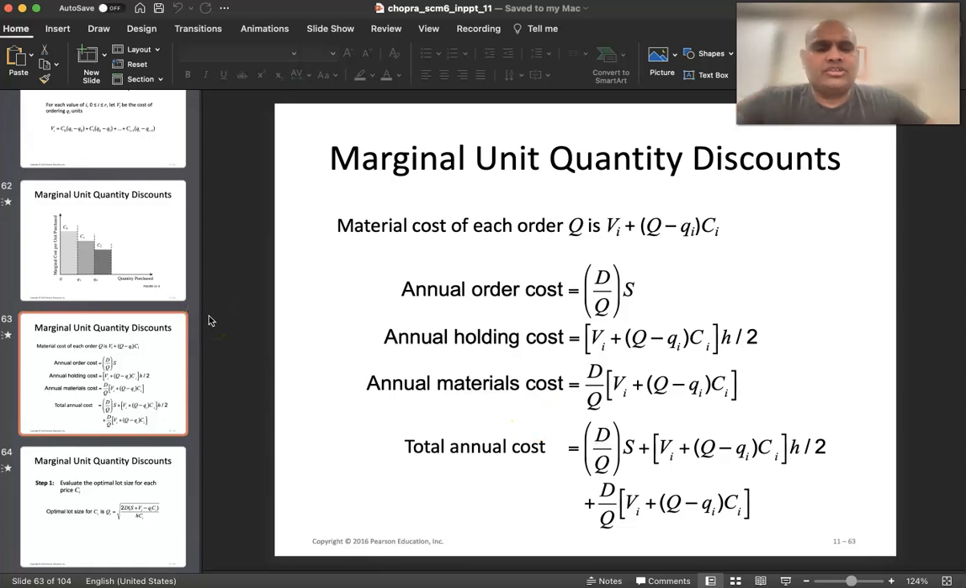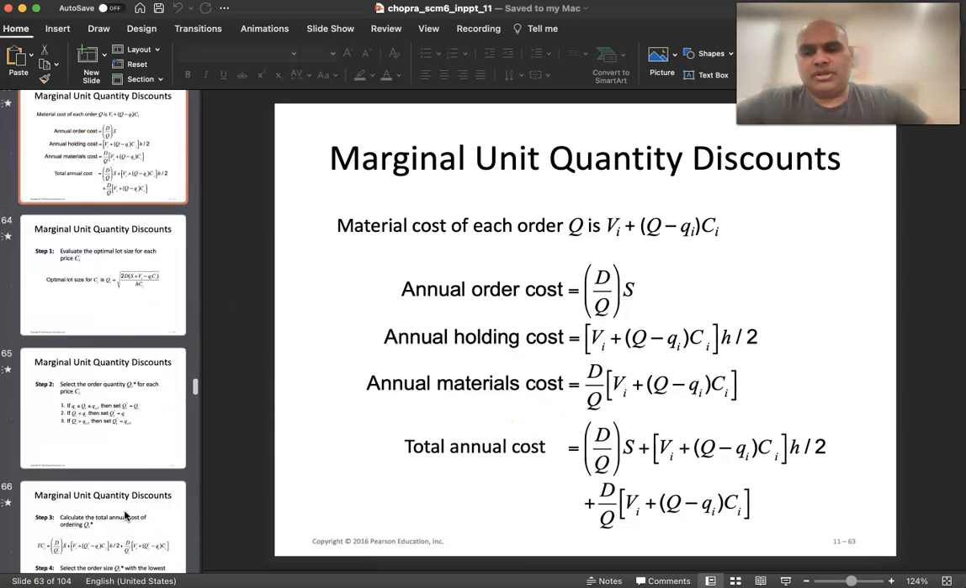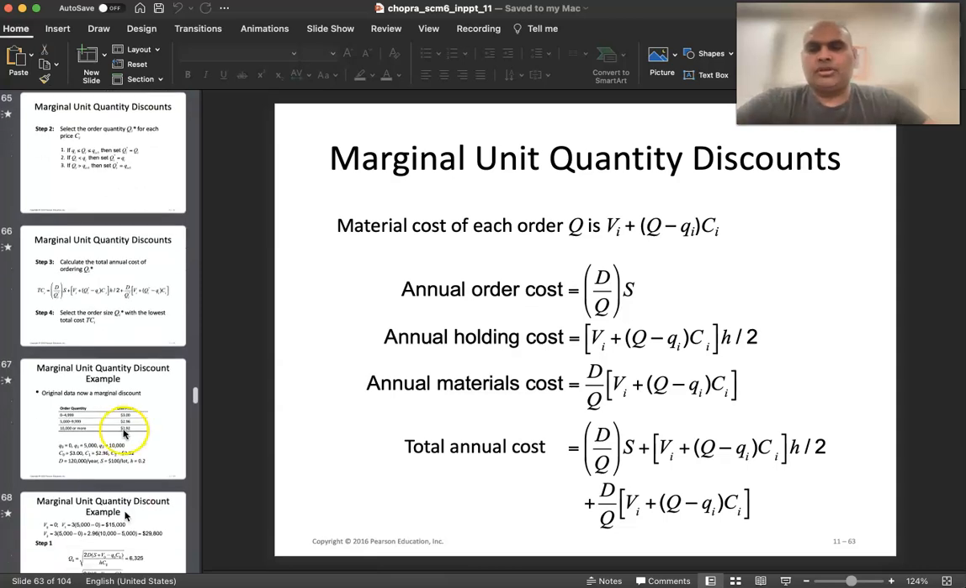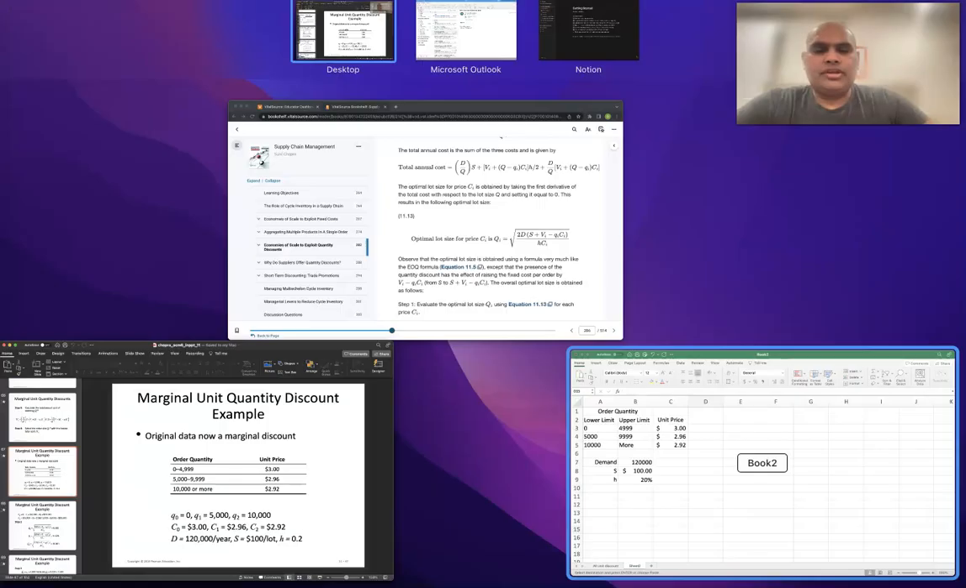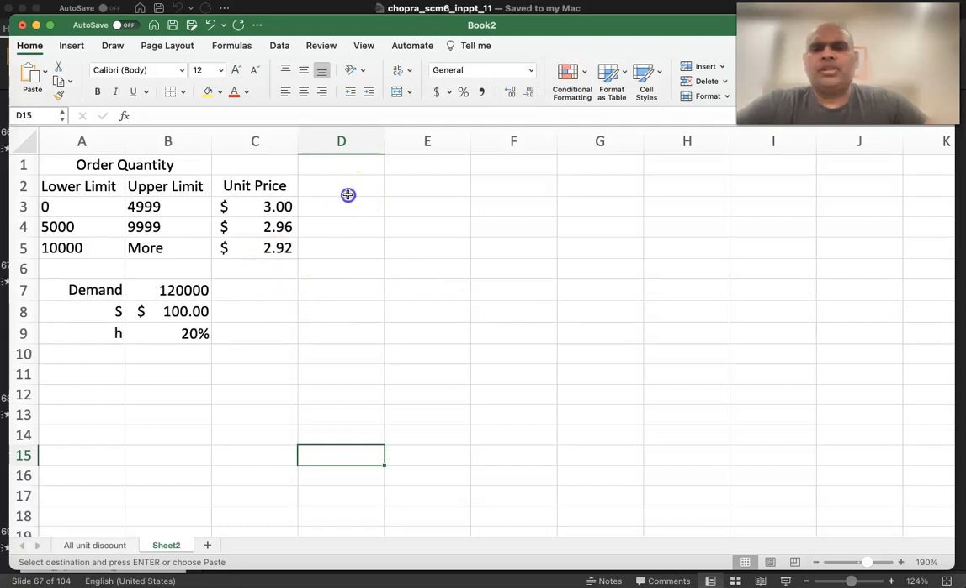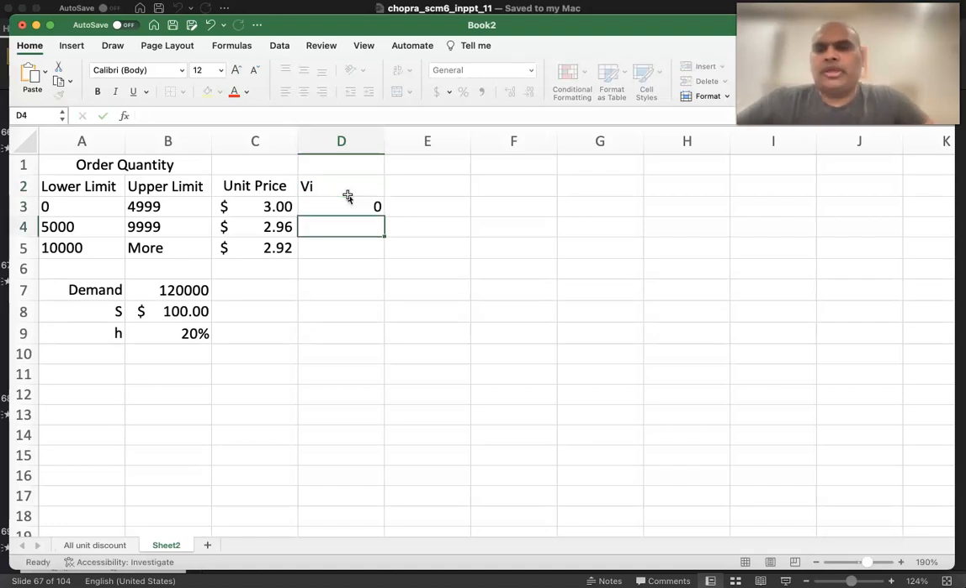So let's actually do this example. Let's use the data that we had here and go through this particular example and see how things work out. So the first thing that we need to calculate is the value of V sub I, right? So you calculate the value of VI. The first value of VI will always be 0. You'll always begin at 0.